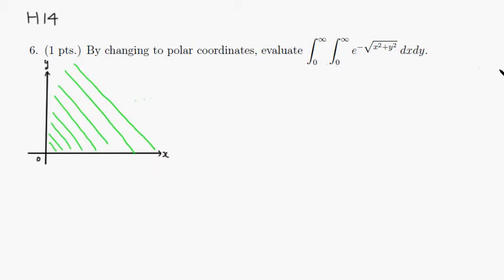Then we want to use polar coordinates. This integral can be rewritten as, it's still going to be a double integral, then we have to rewrite this. Remember, x squared plus y squared would be r squared, and then the square root is going to be just r, so it's going to be e to the negative r. Then the area element for polar coordinates would be r dr d theta. So we have r dr d theta.